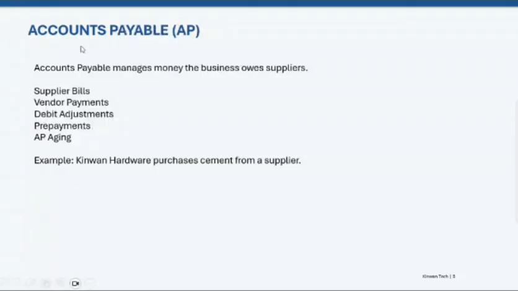When we get to account payables, account payable usually manages money the business owes to suppliers. So this is the money owed to suppliers. These involve the supplier's bill, the vendor's payment, a debit adjustment, the prepayment, and the account payable aging balances, which can be created as a generic inquiry. An example is Kinwan purchases cement from a supplier on credit.